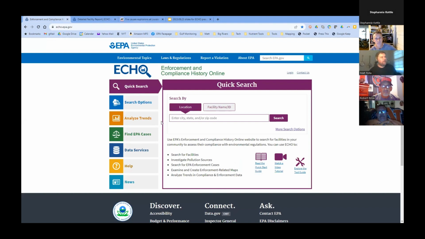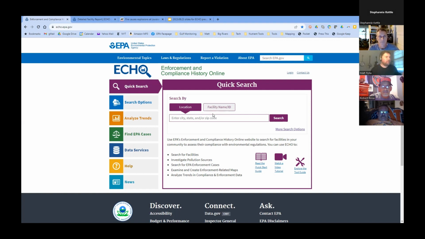Whenever you get into ECHO, if you type in ECHO EPA on your browser, you're probably going to come to this page, or you can go to the website echo.epa.gov, and it takes you to the quick search. There's a whole lot of information on ECHO, and I'm not going to be going through all of it, but as you can see on the left here, you can analyze trends. You can find specific court cases and settlements that EPA has gone through, and a lot of different data visualization, but we're going to really be focusing on the quick search and search options to find out more about facilities.